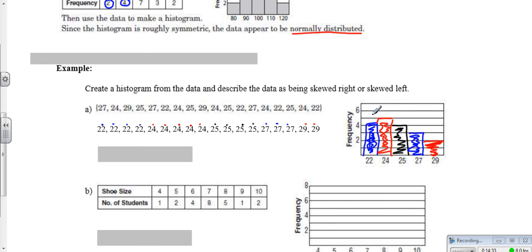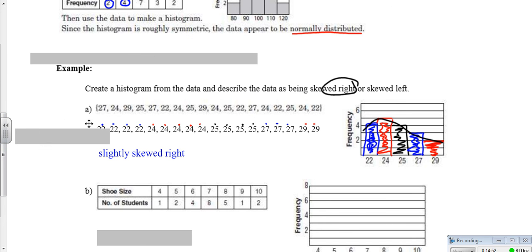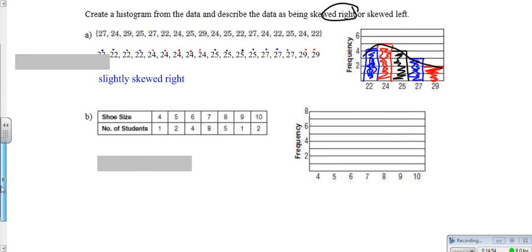Now, a lot of the data is in the middle here over 24. The right kind of tails it off a little bit. So the general curve looks like this, and it looks like it's slightly skewed to the right. The tail is your skew. Slightly. Not a lot, but slightly. And the next one here, I'll finish this one up.